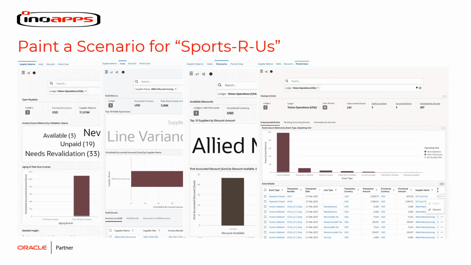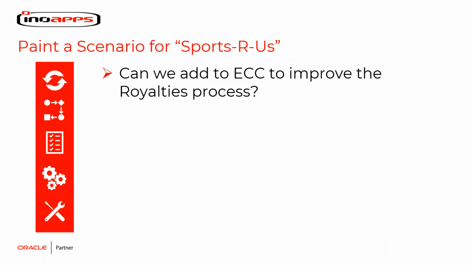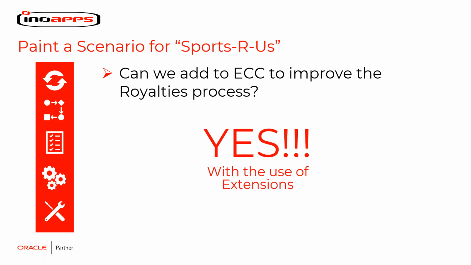So that's all the standard features in this example, but what about the royalties? What can we do with ECC to help with our royalties process? Can we take ECC, add to it, and automate some of the royalties process, make the information more visible to our folks that are actually doing those payments and the like? And the answer is yes, we absolutely can, and it's by using extensions.